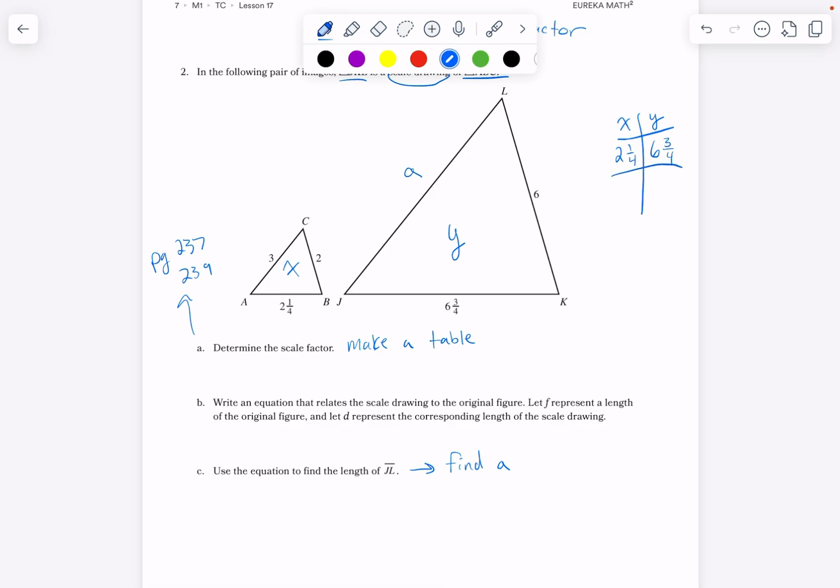And so you need to find the scale factor by doing y divided by x, but that's all the help I'm going to give you there. The equation, you're not going to use f, you're not going to use d. I want you to use y equals k times x. That's what I want you to worry about. And remember, what does that k stand for? So you need to remember how to write that equation.